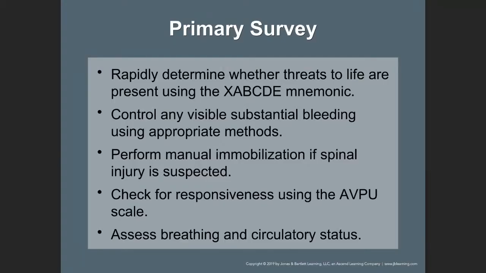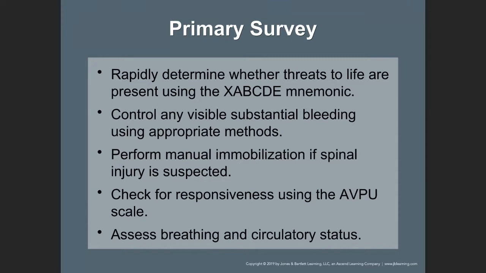Initiate your primary survey. Rapidly determine whether threats to life are present using the XABCDE mnemonic. Control any visible substantial bleeding using appropriate methods. Perform manual immobilization of the spine if necessary. Check for responsiveness using the AVPU scale. Assess breathing and circulatory status.